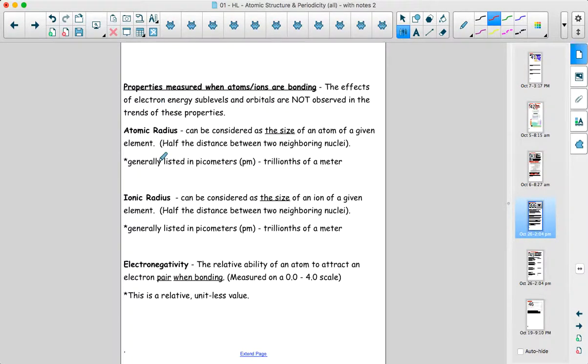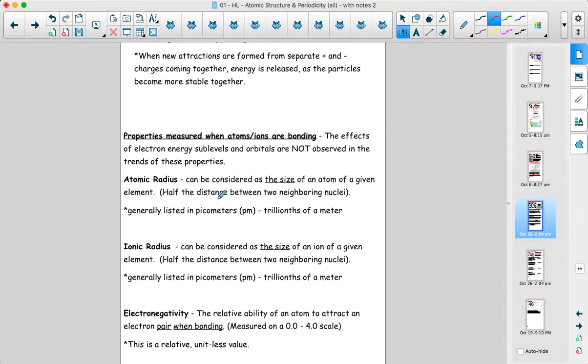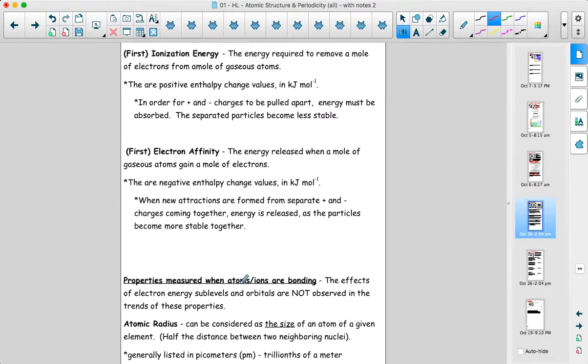We're also going to look a lot at atomic radius, which is essentially the size of an atom, ionic radius, which is the size of ions, and a property called electronegativity, which is when you're looking at when atoms are bonding, how strongly do they attract the electron pairs to themselves when they're bonding with one another. So it's a relative measure that has to do with how well atoms attract electron pairs. So notice that these top two properties get measured on individual atoms, whereas these other properties down here are measured actually when things are bonding. So we're going to see subtle differences between the two.